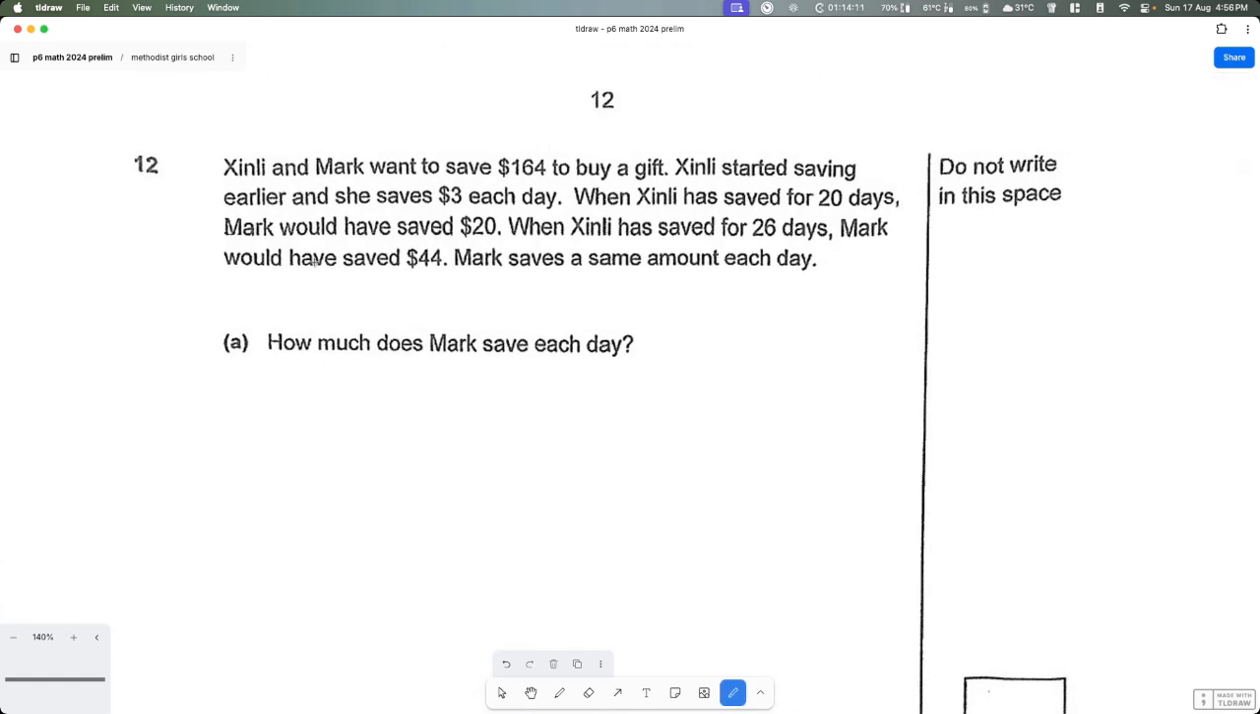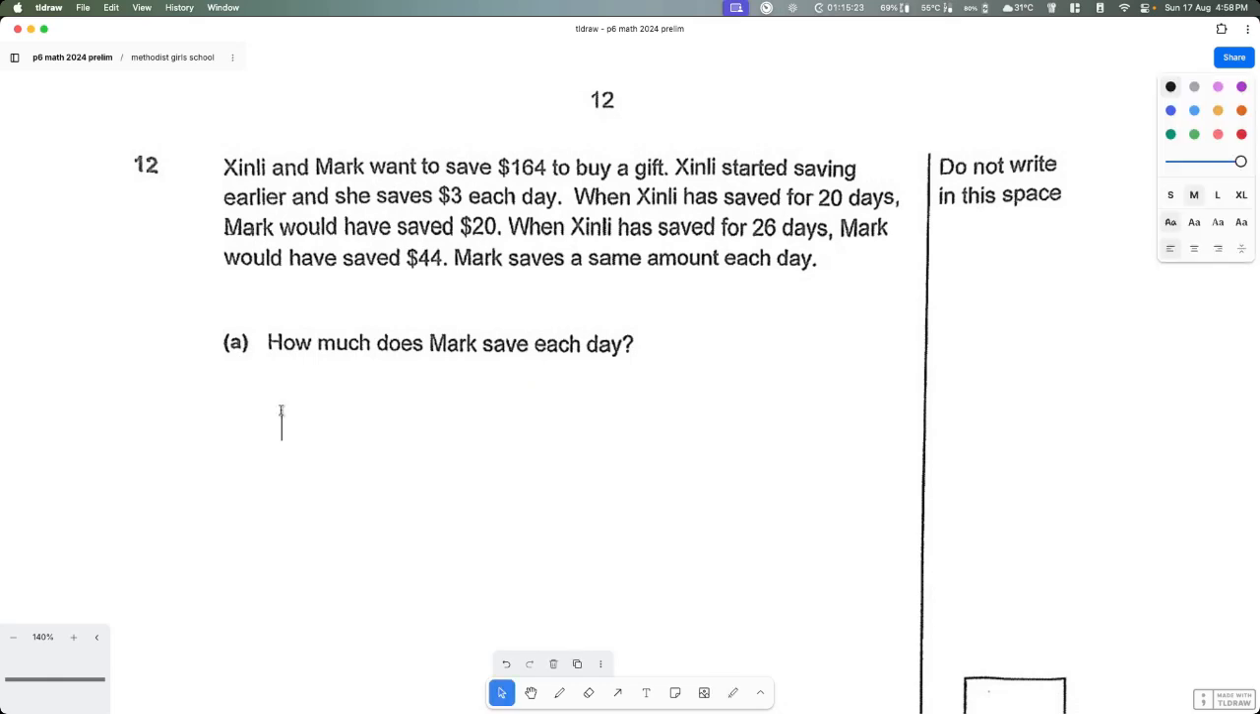Question 12. Sin Lee and Mark want to save $164 to buy a gift. Sin Lee started saving earlier and she saves $3 each day. When Sin Lee saved for 20 days, Mark would have saved $20. When Sin Lee had saved for 26 days, Mark would have saved $44. Mark saves the same amount each day. How much does Mark save each day?